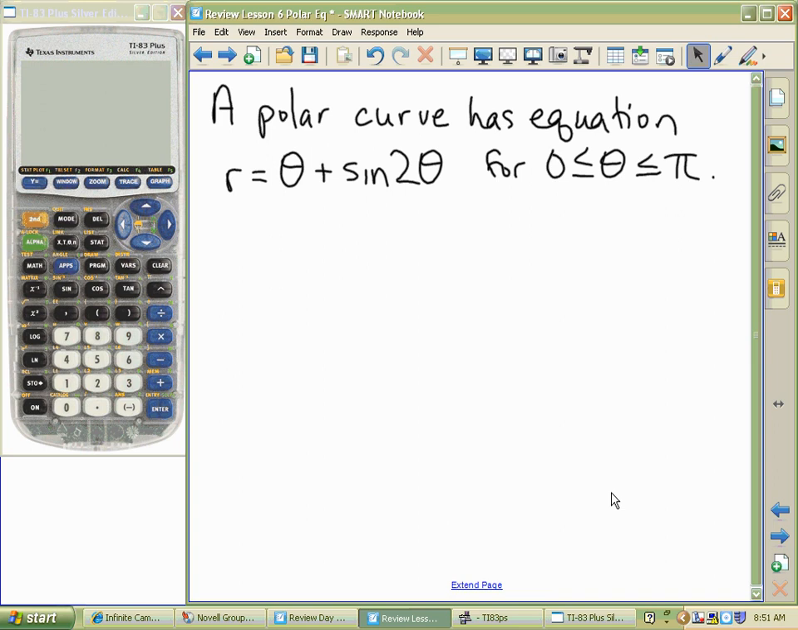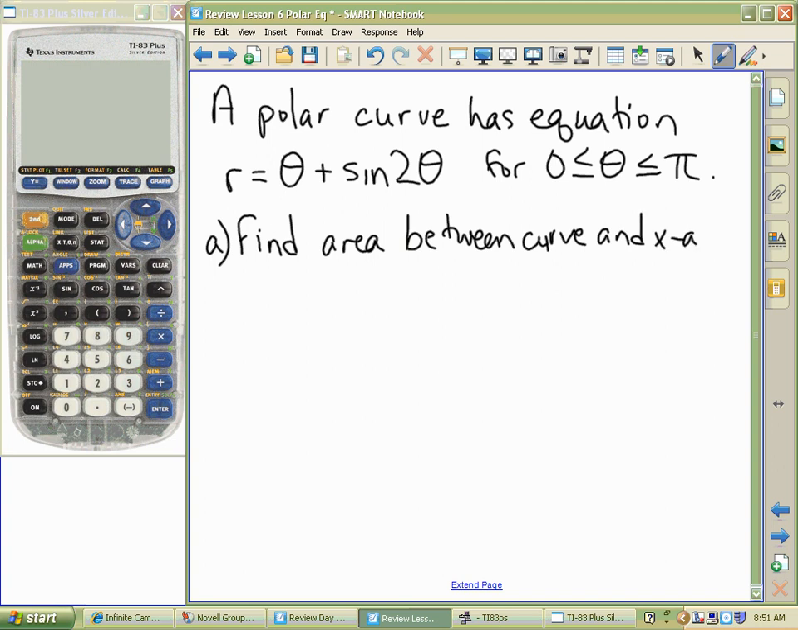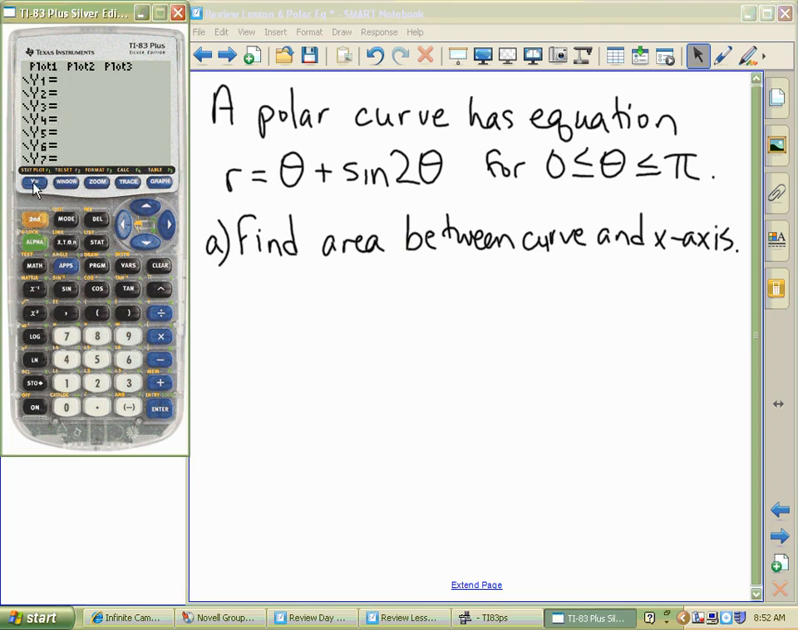A polar curve has equation r equals theta plus sine 2 theta for theta between 0 and pi. And I want to do some crazy things with that. I want to find the area between the curve and the x-axis. I want to remember how to find the area of a polar curve. So it's nice to have a picture, and this is a calculator active question.